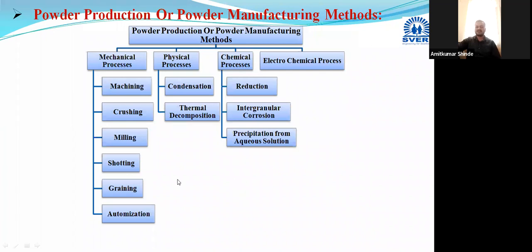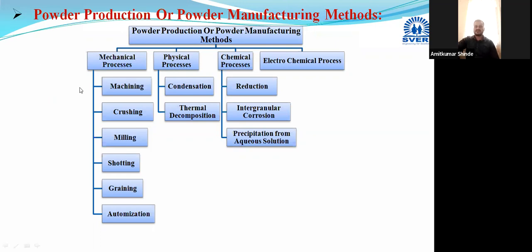Now, one by one, we are going to discuss it. If it is not visible on your screen properly, you can zoom in to see the names carefully. Each method will give you powder particles having different shape, size, and different powder characteristics. Depending on the properties required in the final product, we have to select the suitable method. Now, one by one, we are going to discuss each type and the powder characteristics of each type: shape, size, and its characteristics.